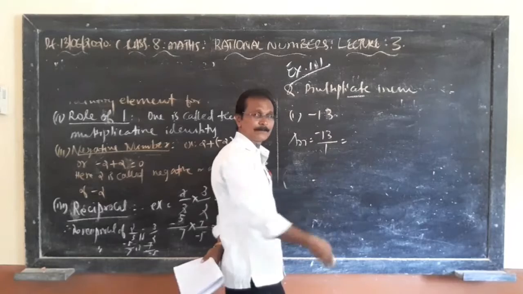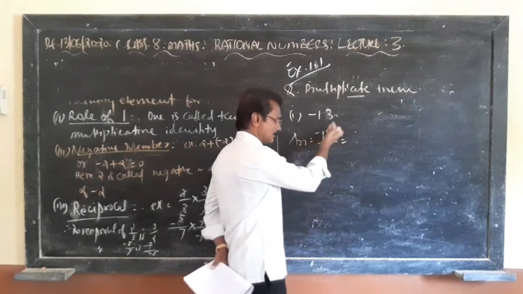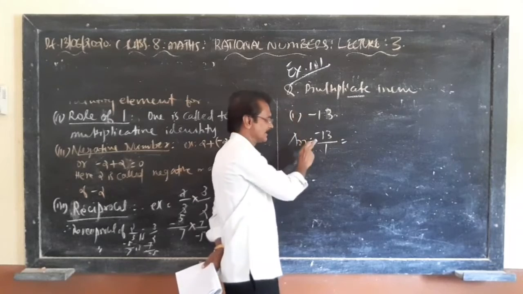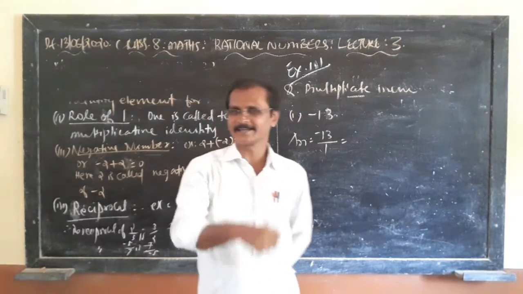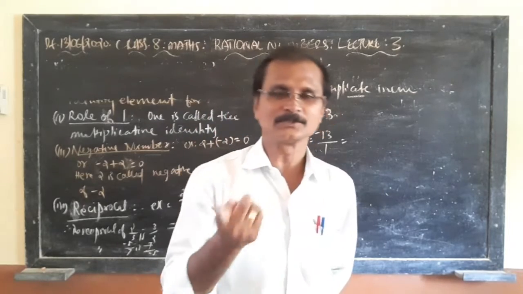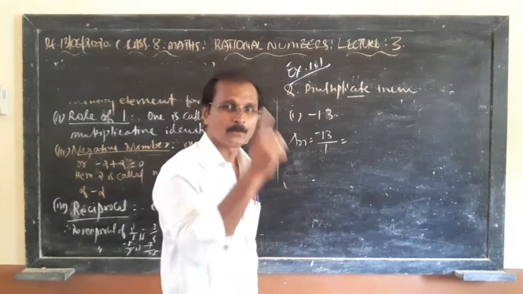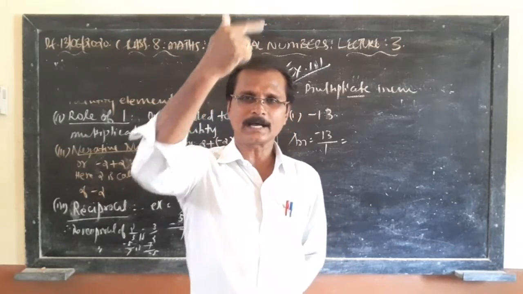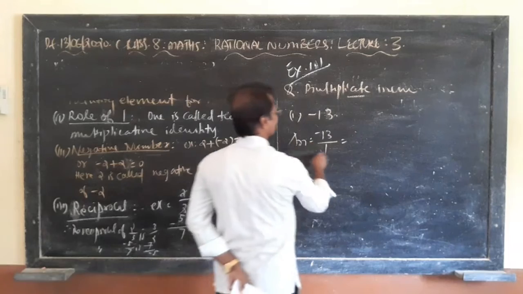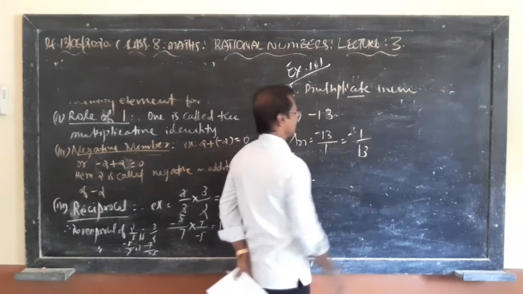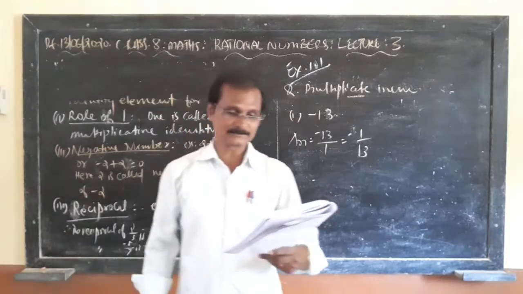13 upon 1, the multiplicative inverse: numerator will become denominator and denominator will become numerator. Here no change in sign should be there. Only in the opposite number do you need to change your sign. In multiplicative inverse, only the numerator becomes the denominator and the denominator becomes the numerator. So minus 13 by 1 gives 1 upon 13, that is minus 1 upon 13.